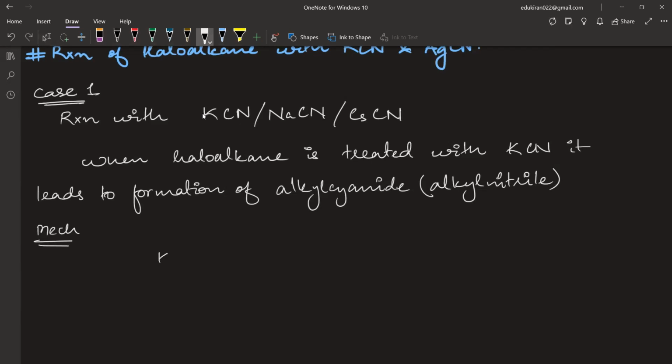Now let us write the mechanism of why it happens like this. See, first of all, we will have KCN. We all know what KCN is: a strong electrolyte, because potassium is in group 1 and it is ionic, so it will break into K plus and CN negative. Then we have haloalkane, that is RX, with delta positive on R and delta negative on X, plus KCN, in which we have K plus and CN negative.